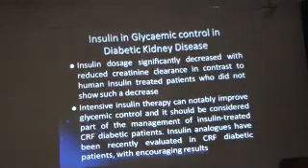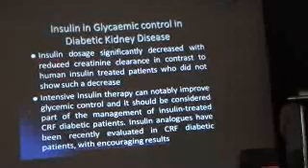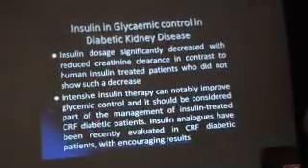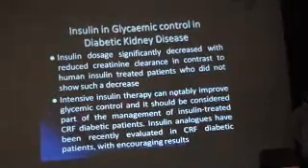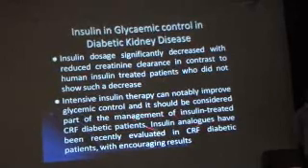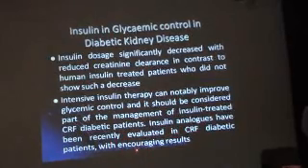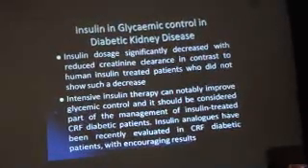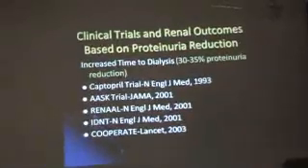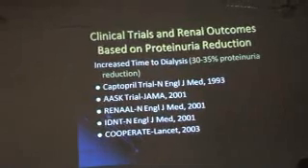Insulin in glycemic control in diabetic kidney disease: insulin dosage is significantly decreased with reduced creatinine clearance, in contrast to human insulin. Intensive therapy can notably improve glycemic control, and insulin analogs like lispro have recently been evaluated in CKD patients with encouraging results. I think, given the time, hypertension control, we'll skip that because we are running out of time.